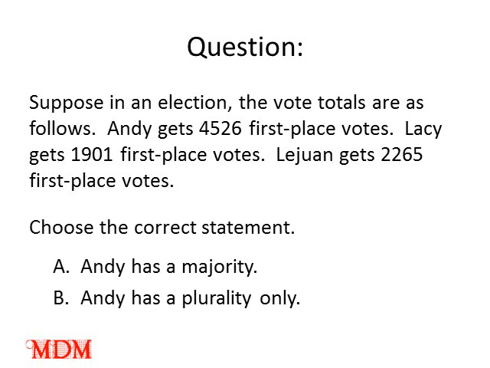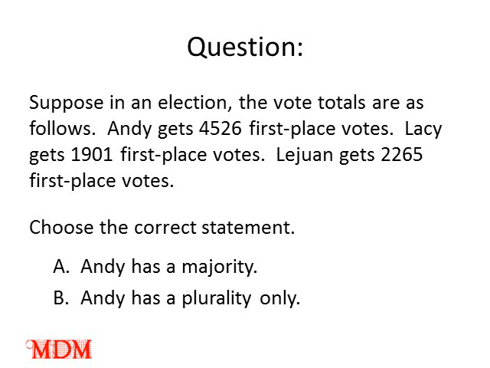A. Andy has a majority. B. Andy has a plurality only. The correct answer is A. There were a total of 8,692 votes in the election. Adding together Andy's votes, Lacey's votes, and LaJuan's votes.